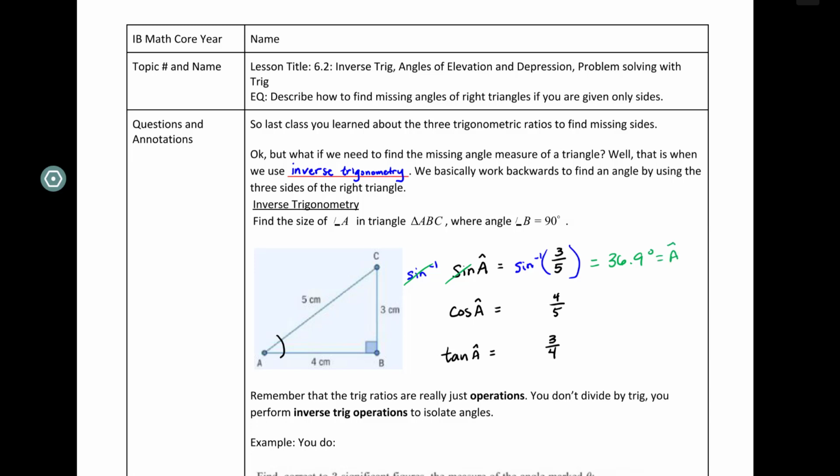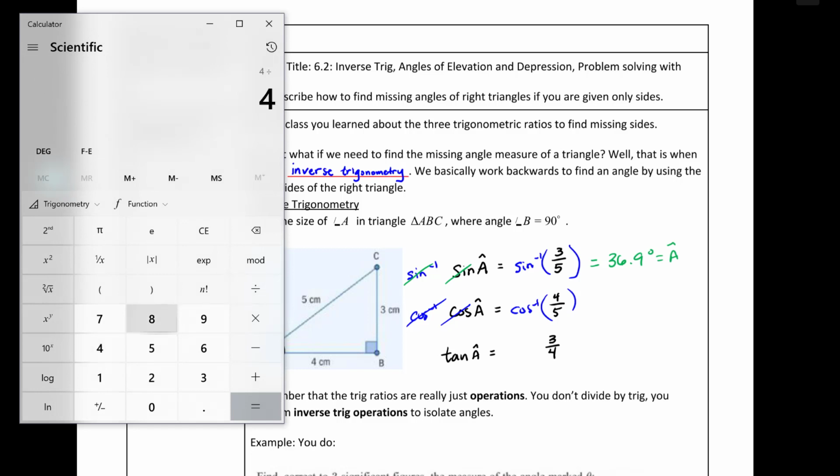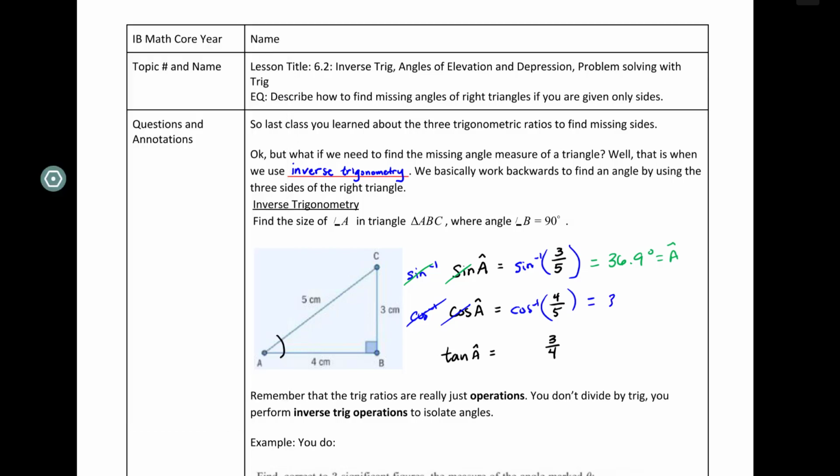Now, we can do the same thing just to verify for ourselves. It doesn't matter which trig ratio you use. You just have to use the ones based on the sides that you're given. So if I were to take the cosine inverse of both sides here, we should get the exact same results. Cosine inverse and cosine will cancel each other out. And when I take 4 divided by 5, and take the inverse cosine of that, I get exactly the same thing, 36.9 degrees. And then you can probably guess what's going to happen next when we take tan inverse of both sides here.